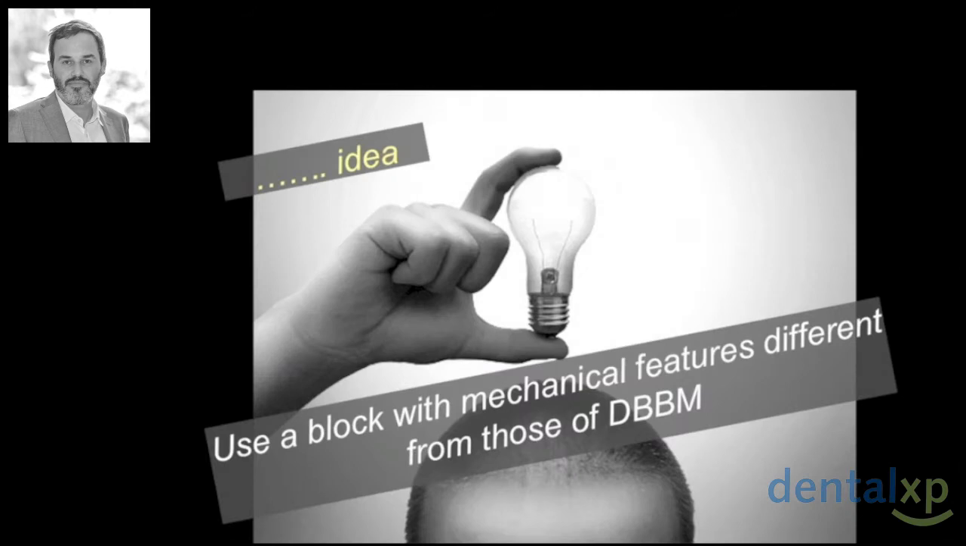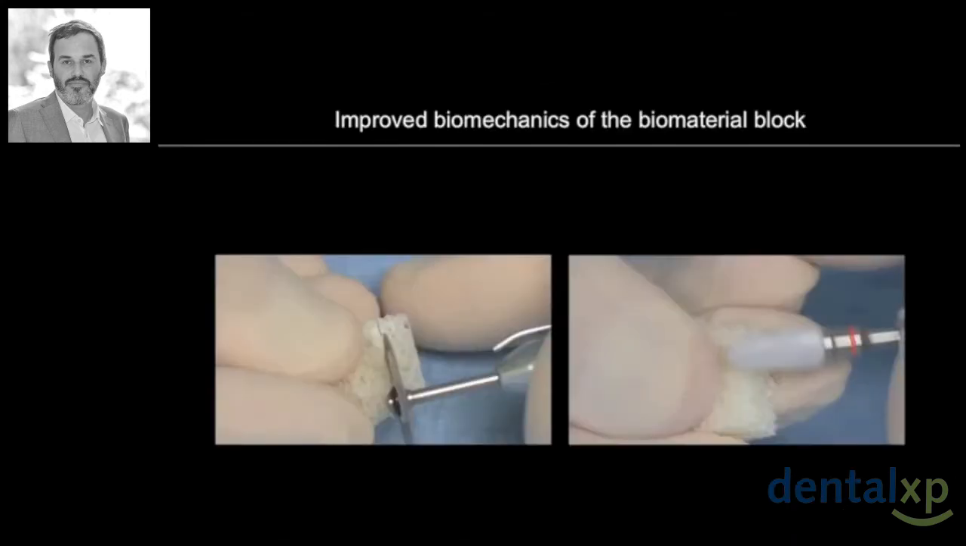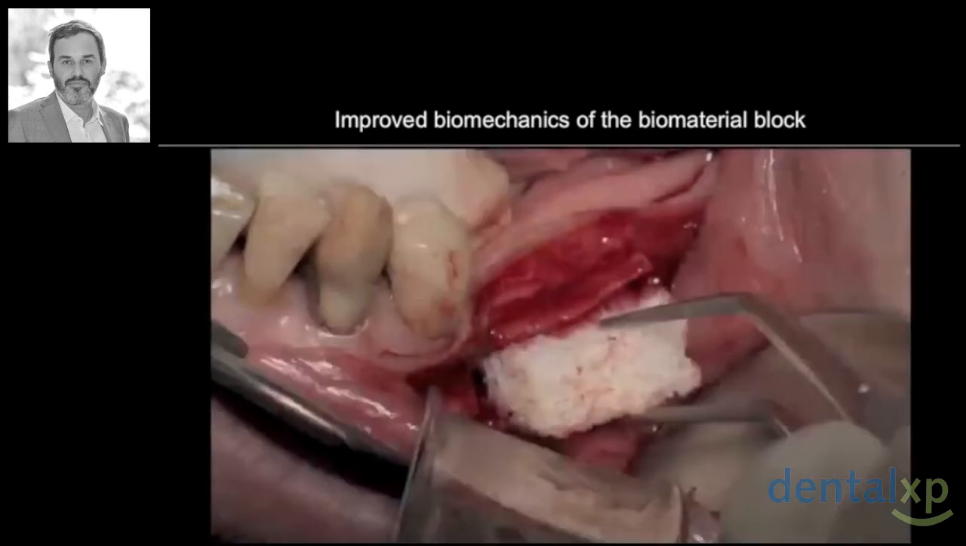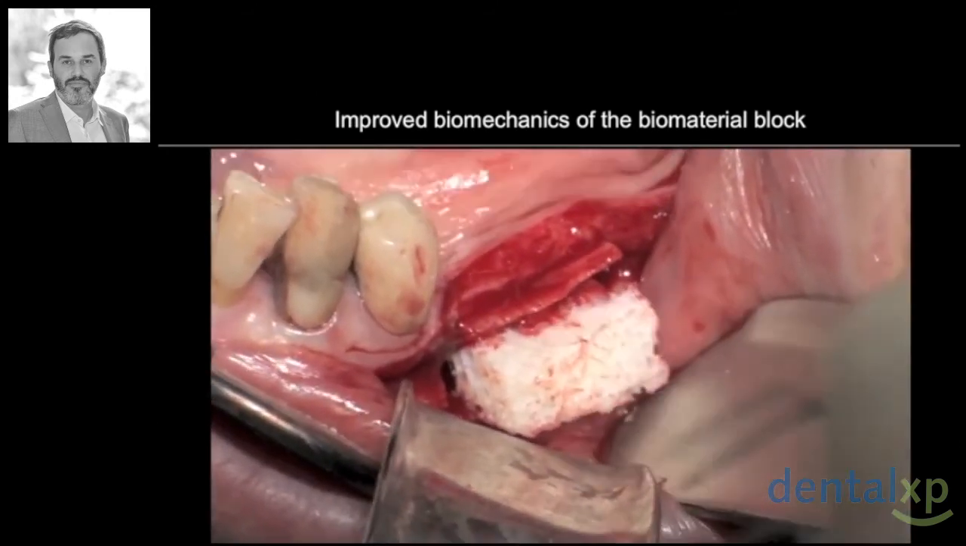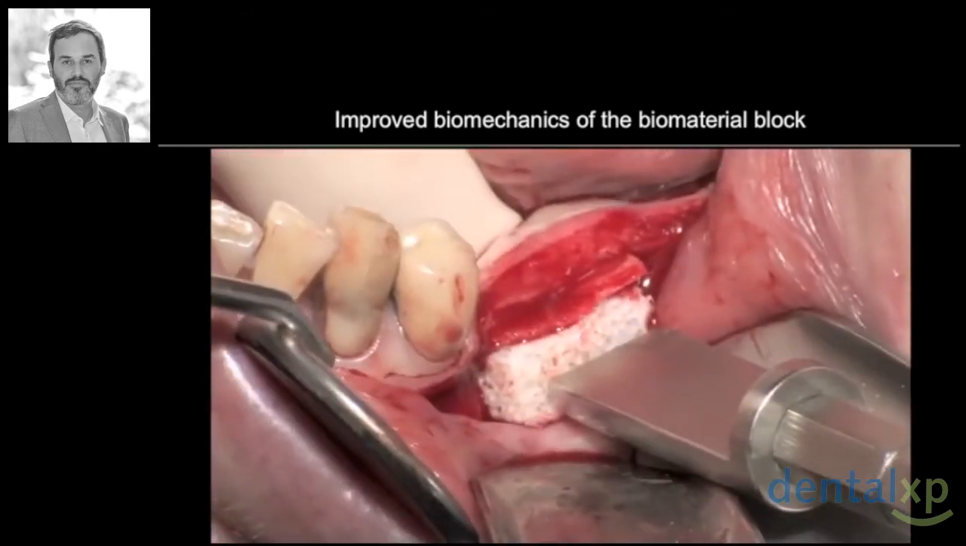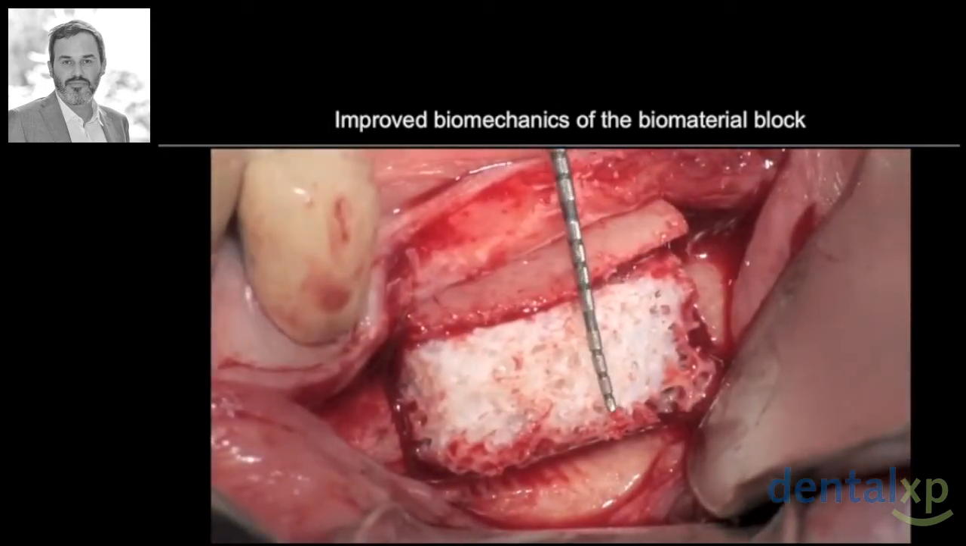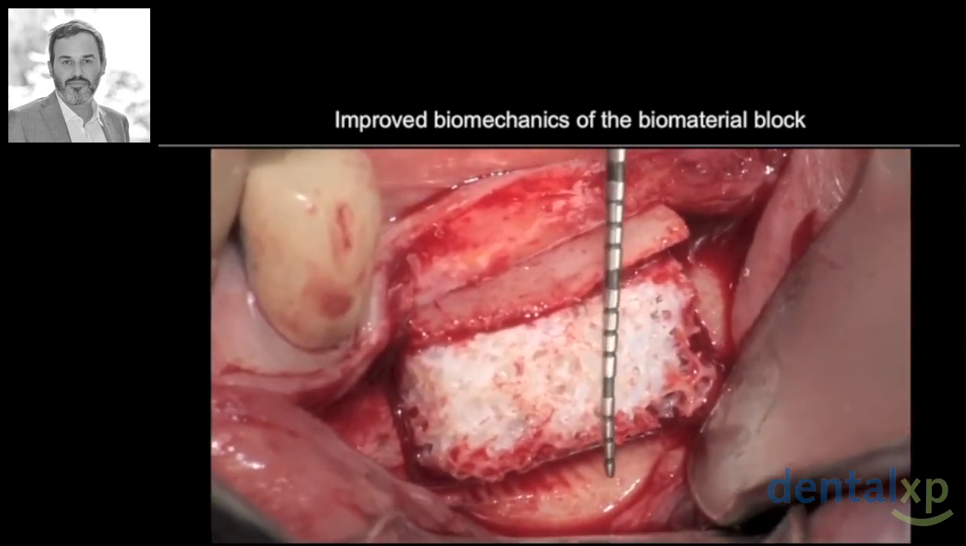So we examined other solutions and we changed the type of the block. We tried a heterologous collagenated bone block, and now you will see why we actually have no problems with this type of block.